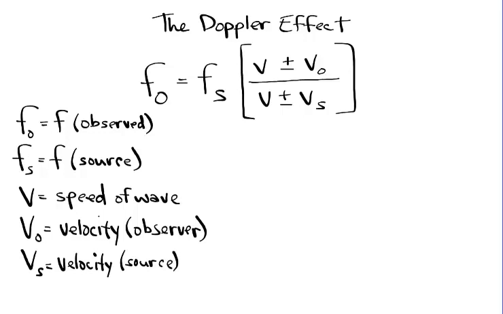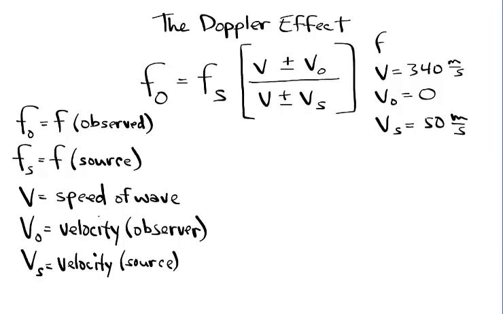I think the only way to properly demonstrate this is to do an example. Let's imagine we have a situation where the speed of sound is 340 meters per second, and we have an observer that is at rest and a source that is moving toward the observer at 50 meters per second. Now it looks like we also would need to know what the frequency is that is being created by the source, and I'll say it's 500 hertz.